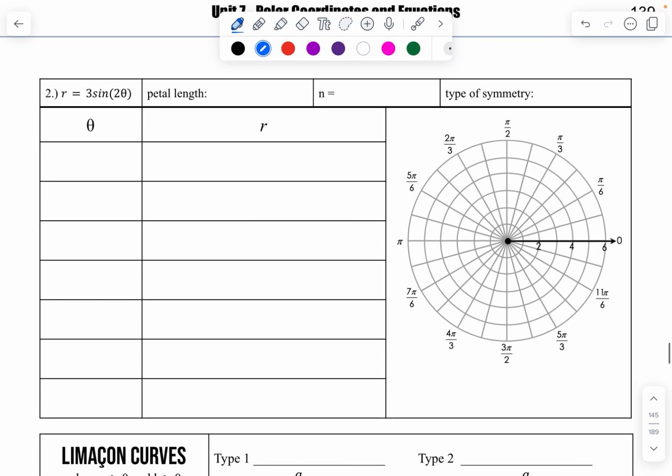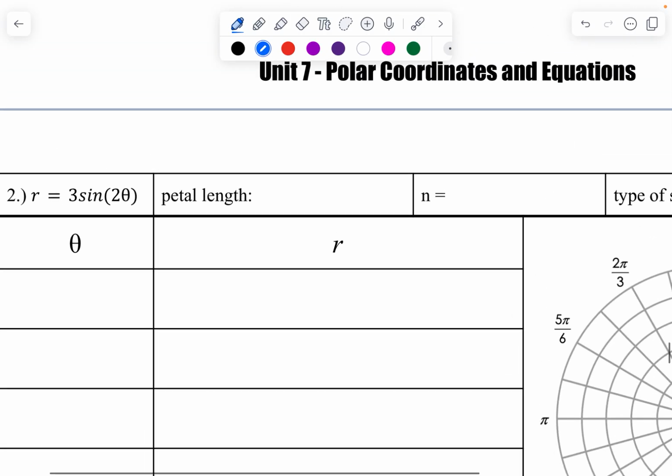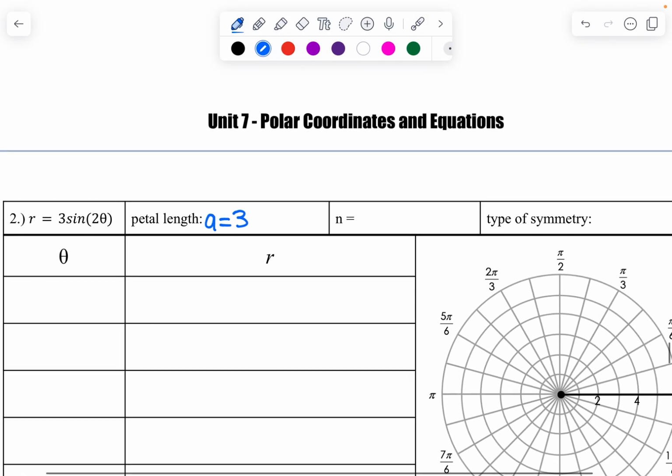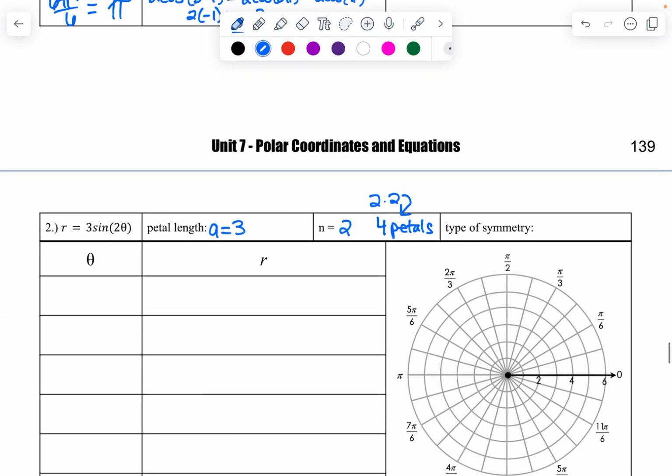All right, so let's take a look at one with y-axis symmetry. So example 2 here, r equals 3 times the sine of 2 theta. So again, the a value is 3, so that's our petal length this time. It's going out to 3. N is 2, so that means there's going to be 4 petals, because remember, with an n value that's even, we got to double it. So 2 times 2 gives me 4 petals for our graph. Because it's sine, this is going to have y-axis symmetry.